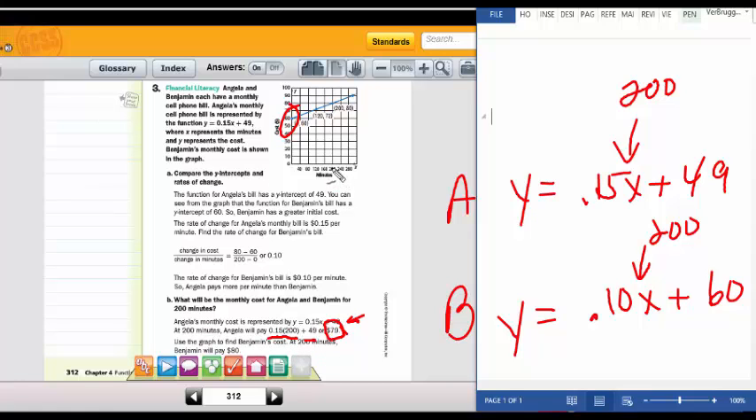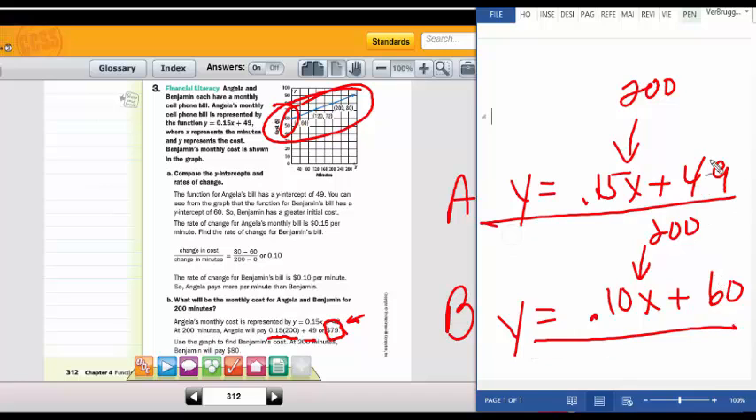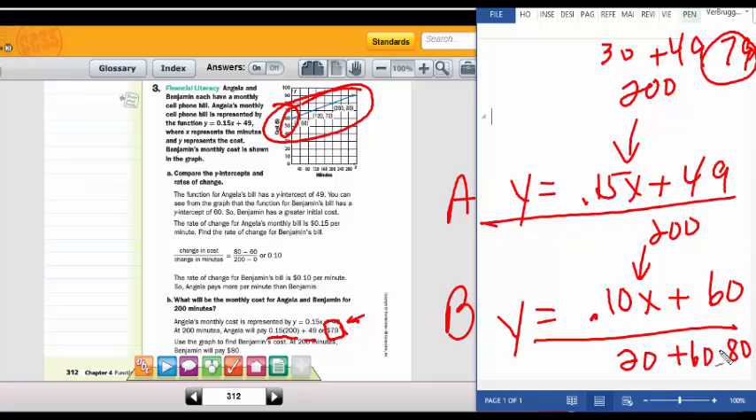We could just do that, move over here to 200 minutes and read it up, and indeed we are exactly at $80. But because you can't always read these graphs, let's say to 50 cents or 25 cents or whatever, I would recommend that you also know how to do it like this, where you can put it into the equation. You can put 200 times 15 cents would be $30. $30 plus 49 would be $79 for our total here. Here we would put 200 times 10 cents would be $20 plus our $60. We would have a grand total of $80.